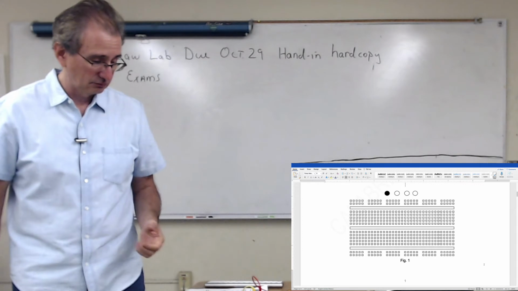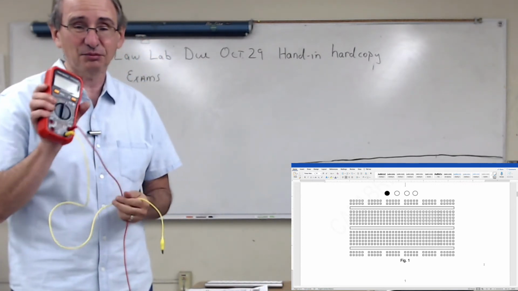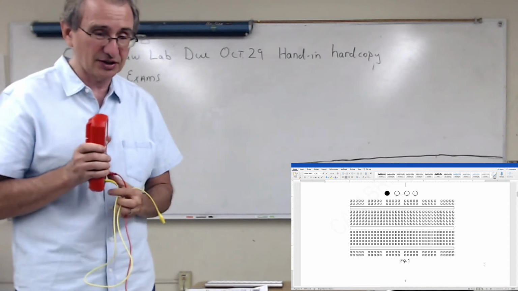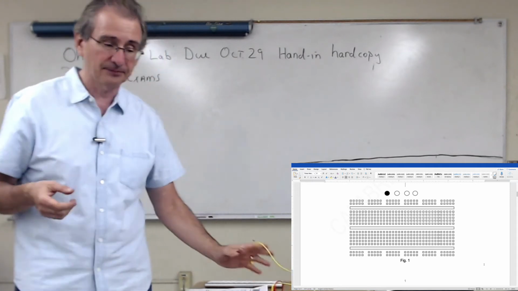Well, what you can do, instead of using a bulb, you can use a multimeter and just measure the resistance of each bulb. If the resistance of one of the bulbs says OL, too high, then you know that bulb is dead.